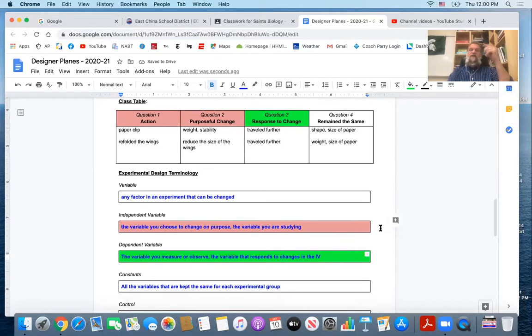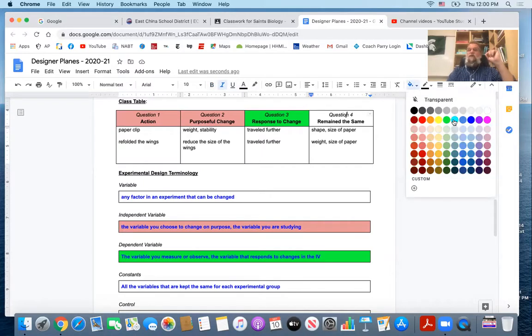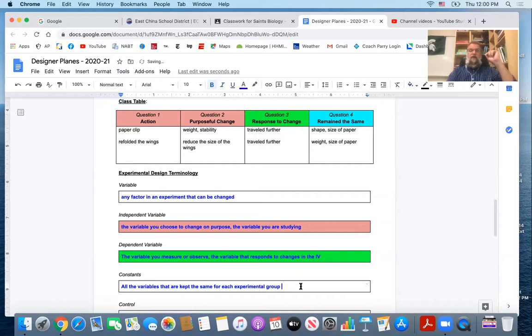And then finally, all the other variables that are not your independent variable and your dependent variable, it's very important that they remain the same. They remain consistent from test group to test group, because if you have too many variables being changed, then it's very difficult to tell which variable is causing the effect. And so these are what we call our constants, which I'll mark in blue here. And these are all the variables that are kept the same between all the different groups.